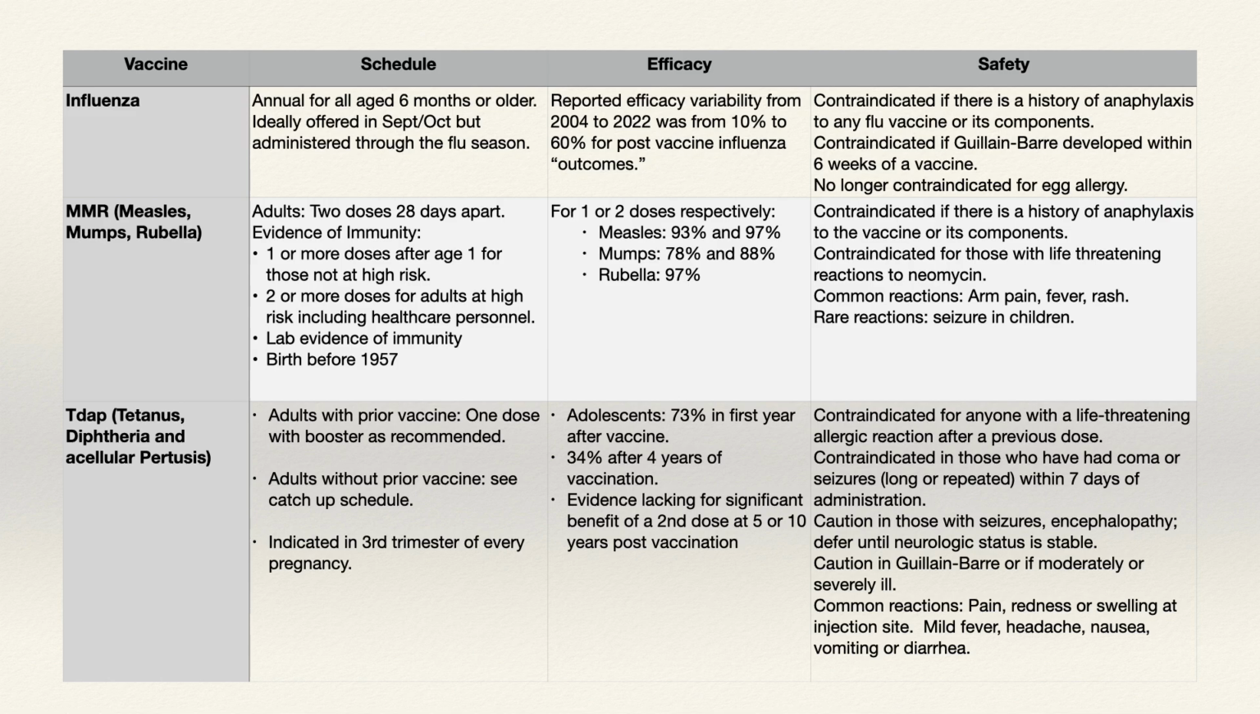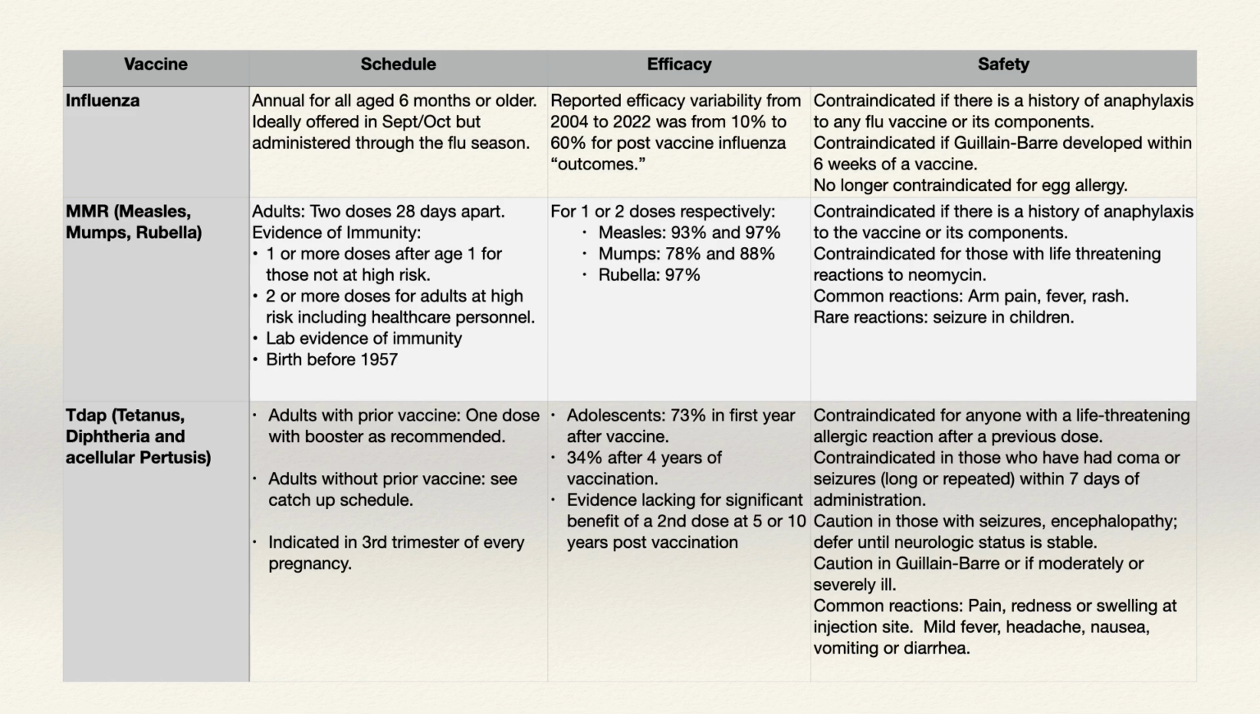Safety for Tdap: contraindicated for anyone with a life-threatening allergic reaction after a previous dose, contraindicated in those who have had coma or seizures within 7 days of administration, caution in those with seizures, encephalopathy, defer until neurologic status is stable, caution in Guillain-Barré, or if moderately or severely ill.